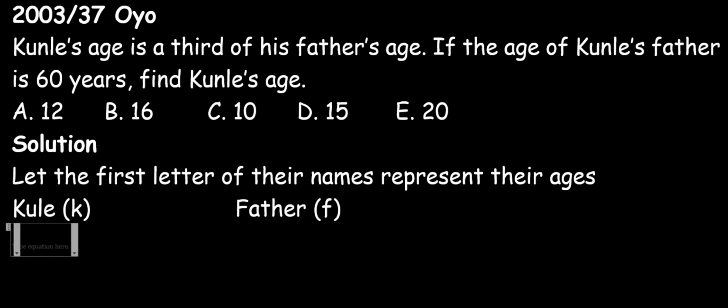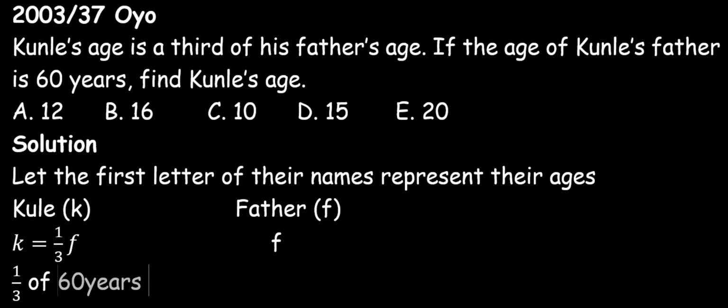K will be equal to 1/3 of F, and we have F under father. That is to say 1/3 of 60 years, which will be equal to 20. And for the father under F, we have 60 years.